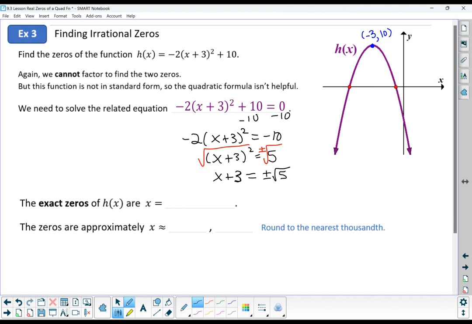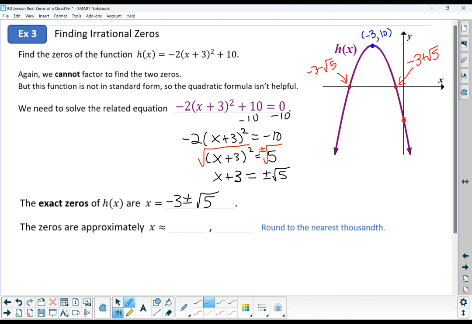And then we have one last step. If we have x plus 3 is equal to positive and negative root 5, and we subtract 3 from both sides, that gives us our x values. x equals -3 plus or minus the square root of 5. So this one right here is -3 plus root 5, and this one over here is -3 minus root 5.